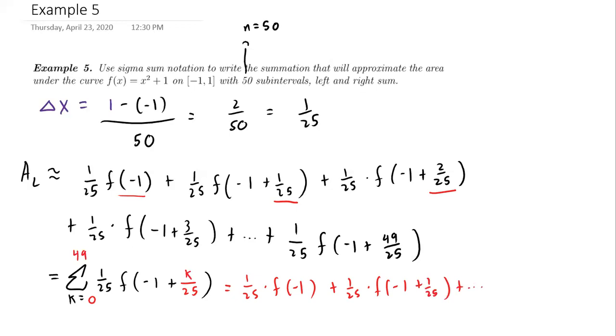We do this a bunch of times until we get to the last one, when k equals 49, so k equals 49 divided by 25.